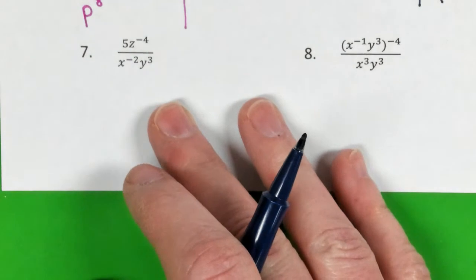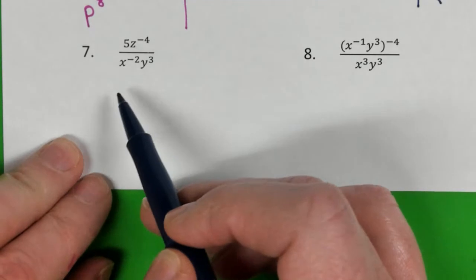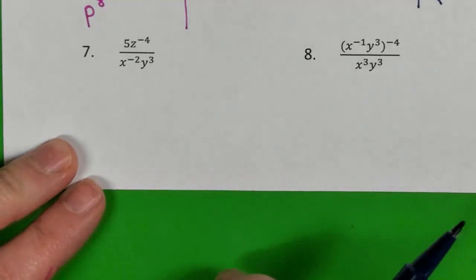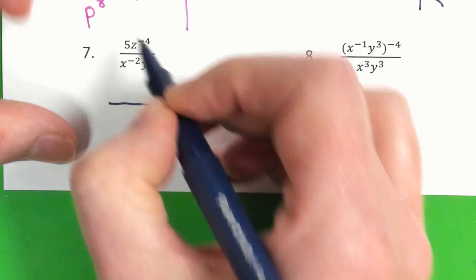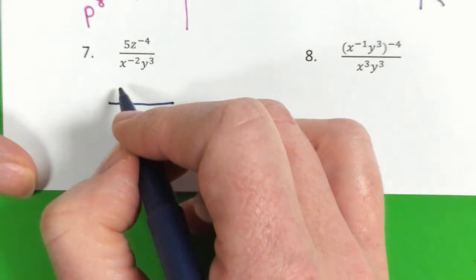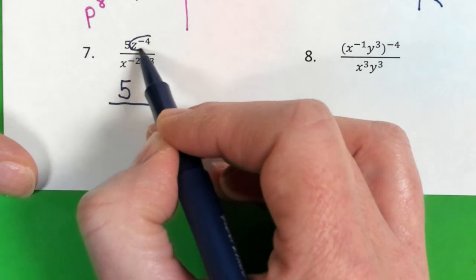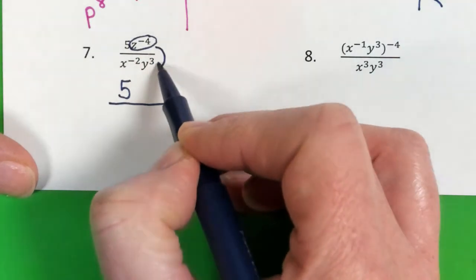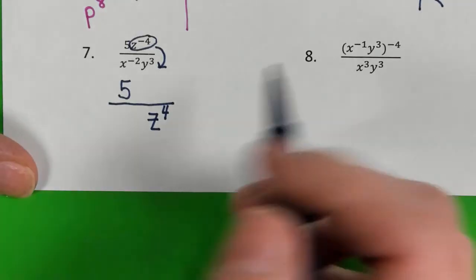Okay, now getting even trickier. Number 7. We have a lot of bases here. We have base 5, z, x, y, all this good stuff. We have 1, 2, 3, 4 different bases. So what I want you to see is that the 5 does not have a negative exponent on it. So the 5 is not going anywhere. He's totally happy. Z to the negative 4, though, does have a negative exponent. So it needs to move to the bottom, and it becomes z to the positive 4.